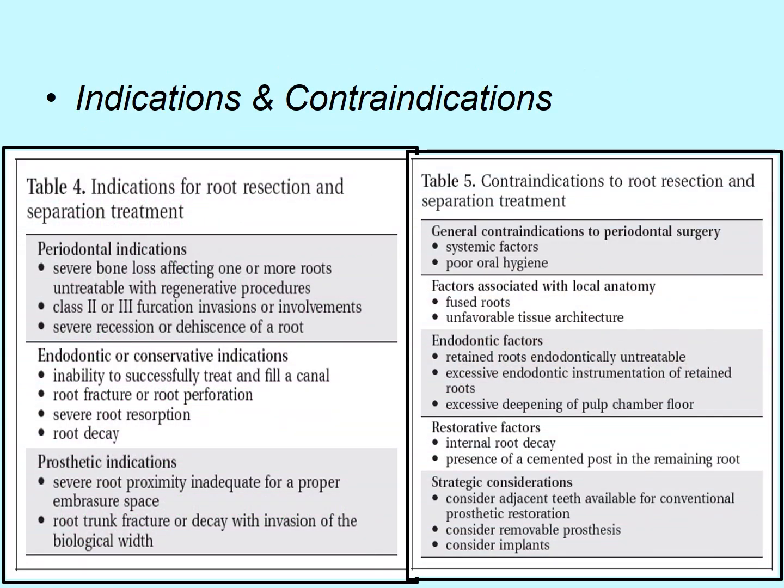So coming to the important part, that is the indications and contraindications of root resection or root separation. You can go through it. There is severe bone loss affecting one or more roots, untreatable with regenerative procedures, and class 2 or class 3 furcation invasions. So this is just the descriptive, what we told before.